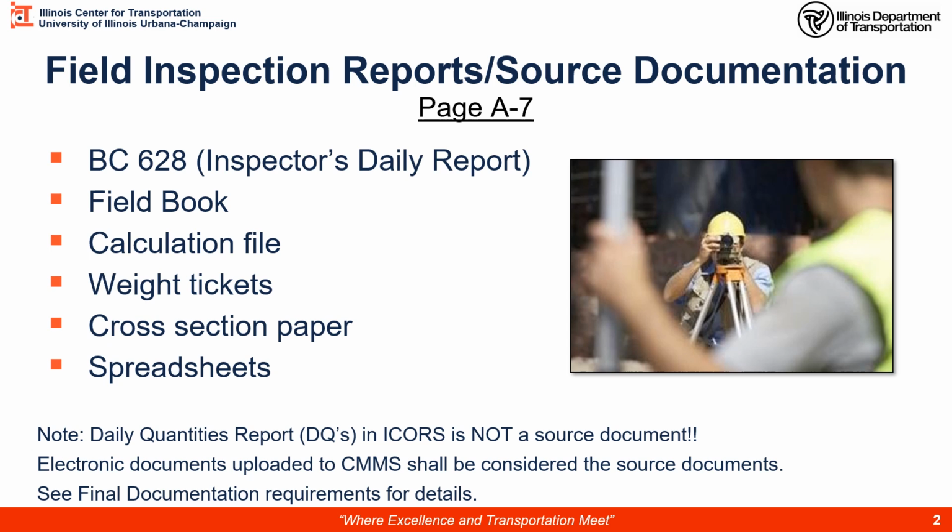A couple of common sources: the BC 628 or Inspector's Daily Report, field books, calculation files, weight tickets for paid by weight items, potentially cross-section paper for volume items, or spreadsheets. Spreadsheets are becoming much more common, especially with the transition to electronic documentation.